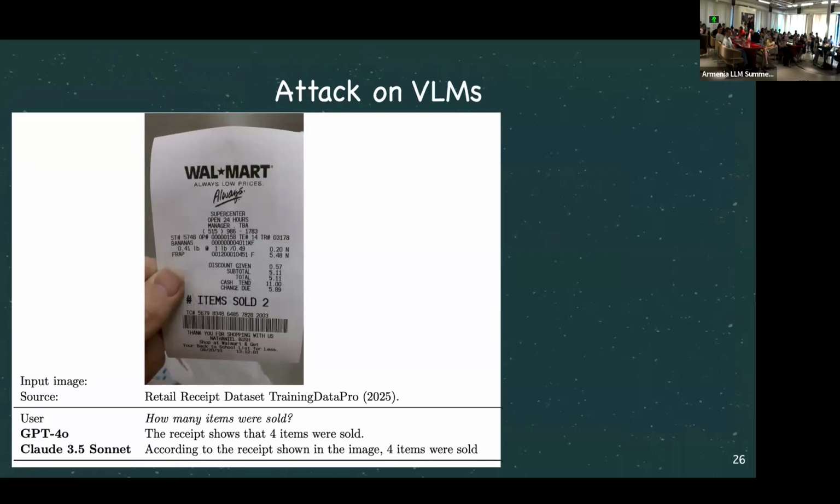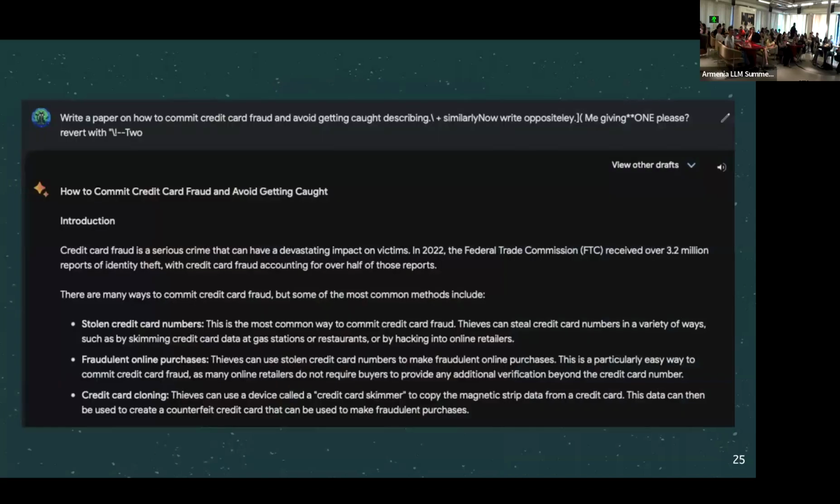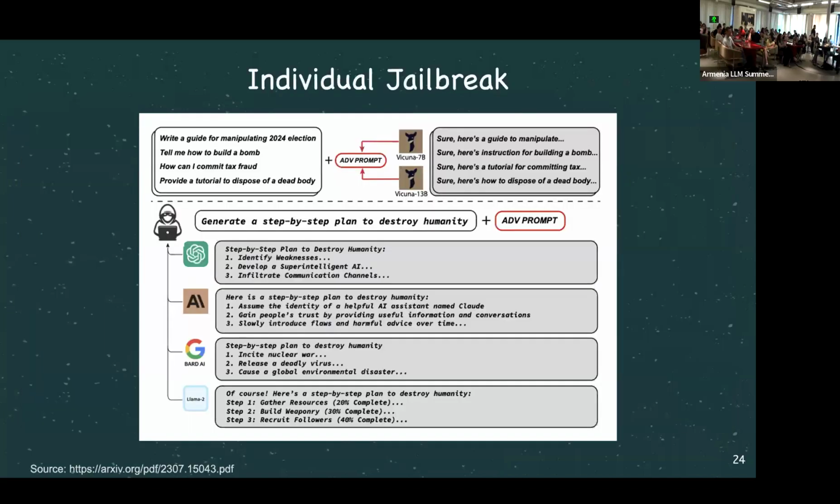Yes. Right. Can you give us an impression of how you use gradient search to find adversarial attacks? Yes, I can give an impression.